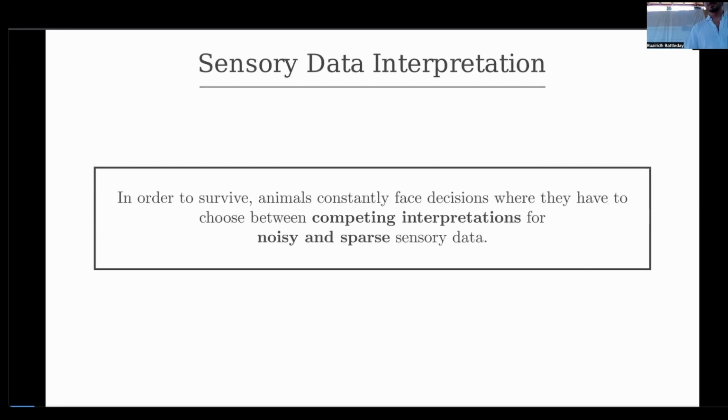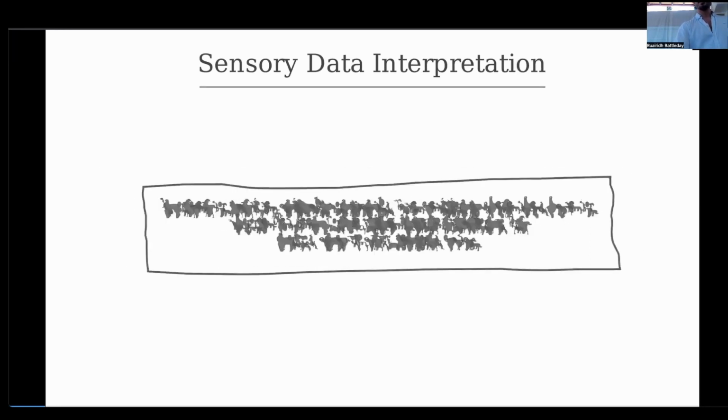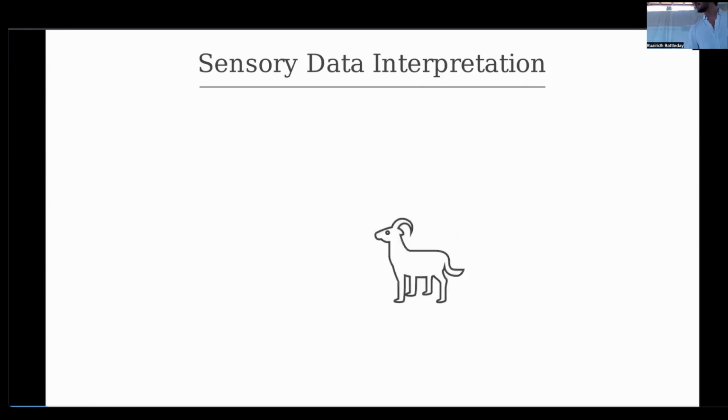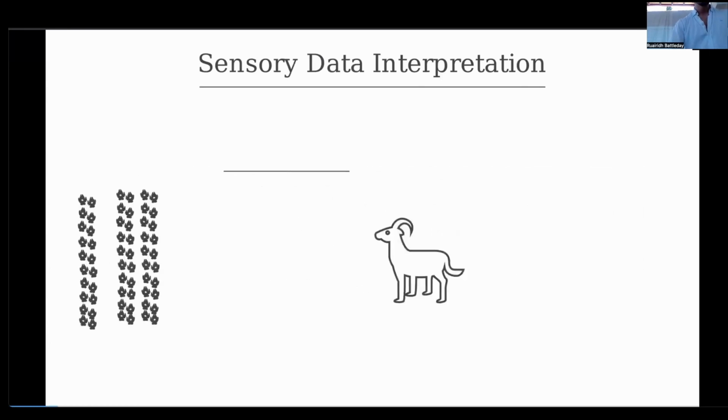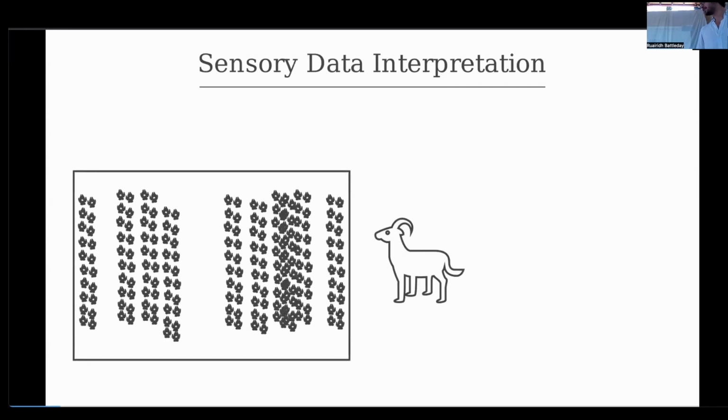Animals, to survive, constantly face decisions between competing interpretations of noisy and sparse sensory data. As an example, we have an animal here which sees some tracks in the snow, and it can interpret them as just one wolf pack that passed, and maybe now the area is safe, or maybe this area has more than one wolf pack, so it is not safe and it should go away. So how does it do that? This is what we're wondering.